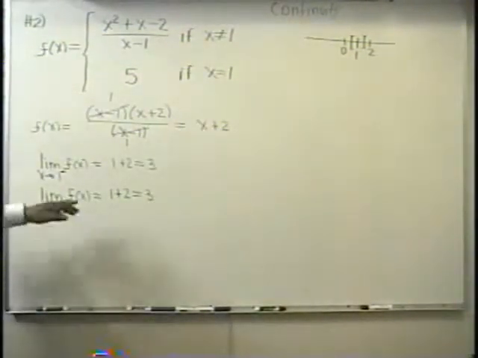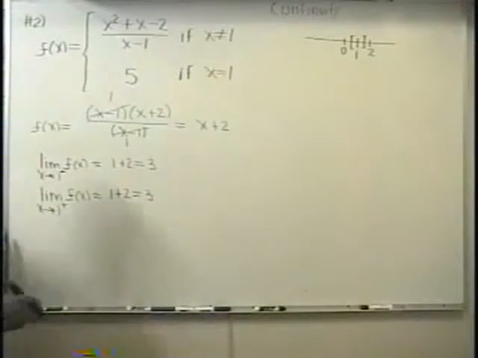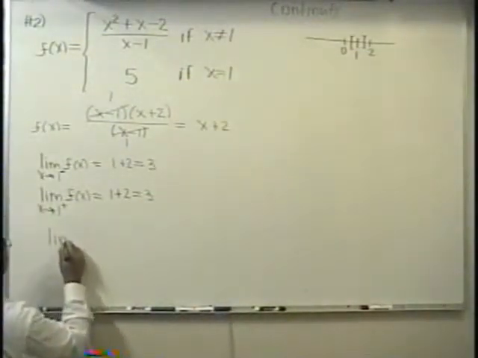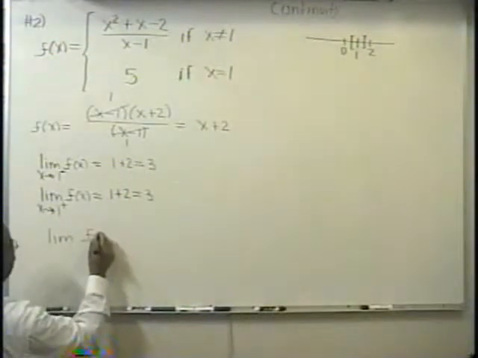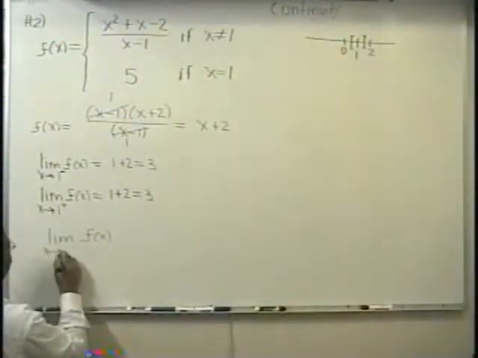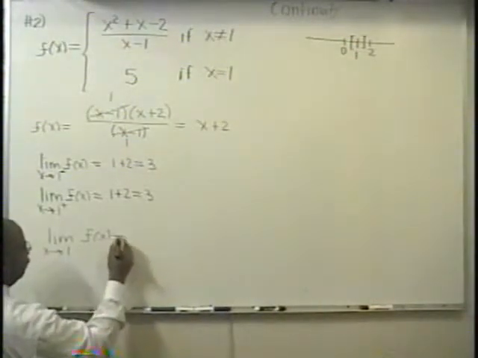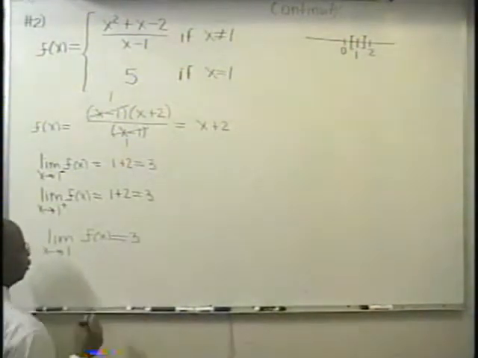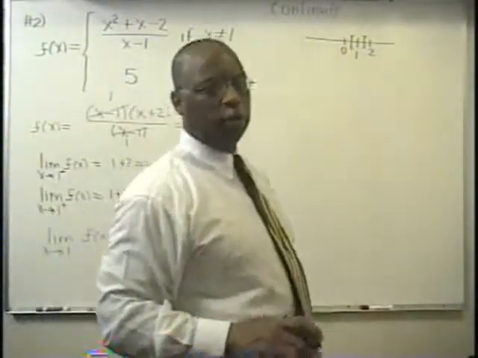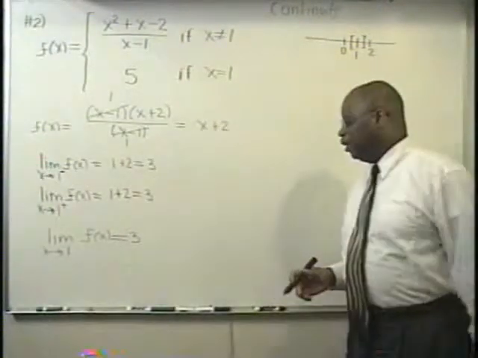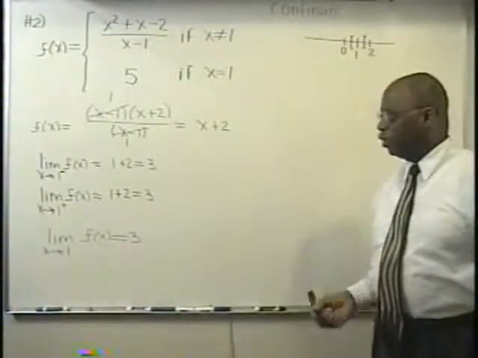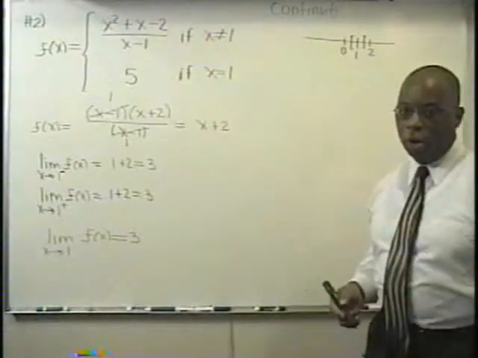So since the left and right hand limits are equal, I know for sure that the limit of f of x as x approaches 1 becomes equal to 3. So the limit of that is 3. It's getting closer and closer to 3, so we can actually say that the limit of that is 3. So the limit exists. We've just shown that the limit exists, so we've met criteria 1.